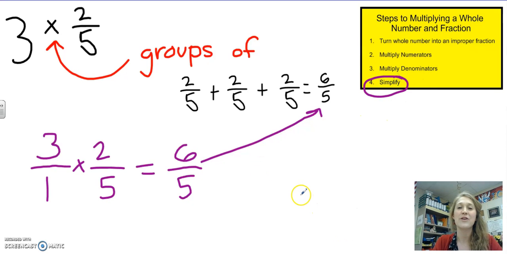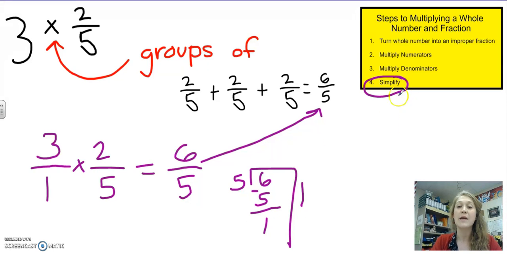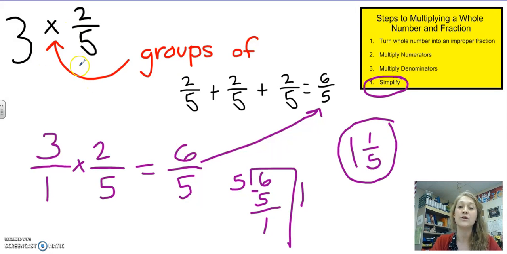not done. We can't forget to simplify, because right now I have an improper fraction and I must turn it into a mixed number. Remembering that fractions are division, I could read this as 6/5 or 6 divided by 5. And when I read it as 6 divided by 5, I can figure out that 5 goes into 6 one whole time, with a remainder of 1. So 6/5 can be simplified as 1 whole and 1 out of 5 pieces left over. And so my answer to 3 times 2/5 is 1 1/5.